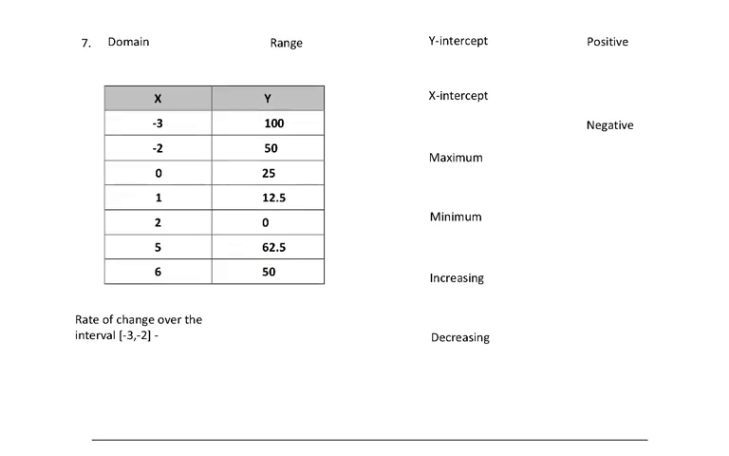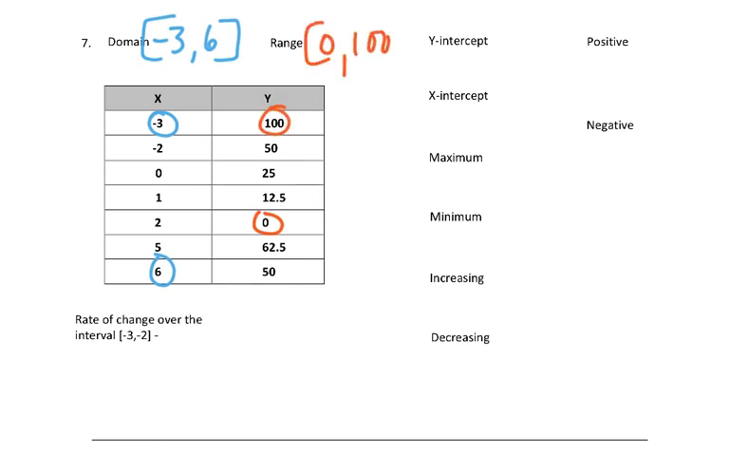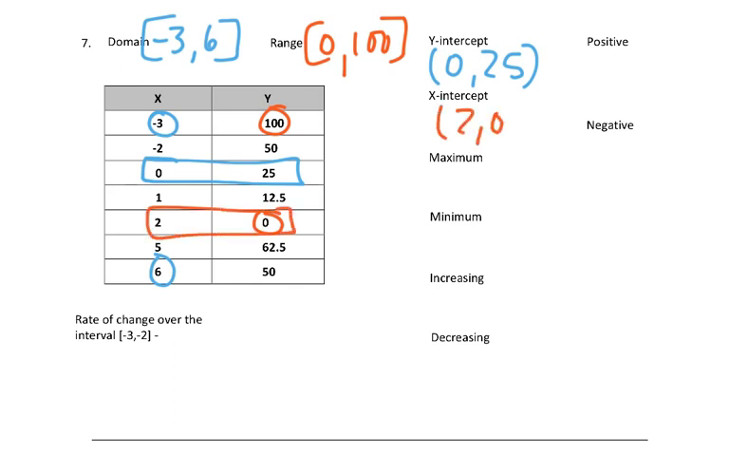So, domain, -3 to 6, and all the numbers in between. Range, our lowest again is 0. Highest is 100. 0 to 100. Our y-intercept, we have x equals 0 at 25, so (0, 25). Our x-intercept, (2, 0). 0 is also our minimum, so (2, 0) would be our minimum. 100 is our maximum, so (-3, 100) would be our maximum.